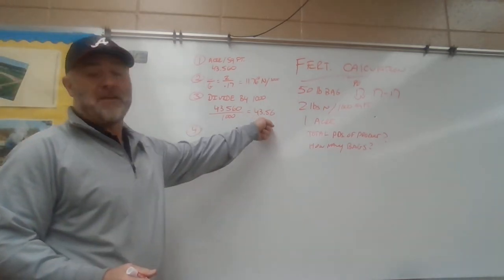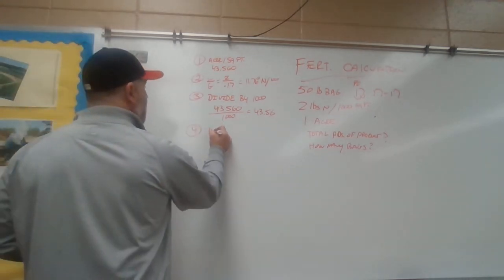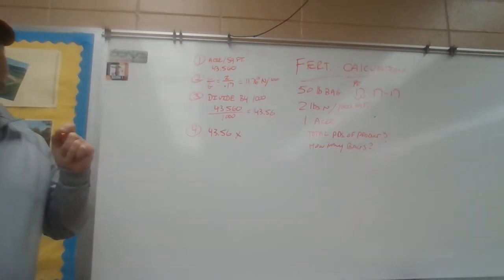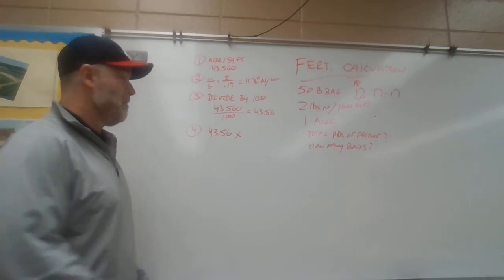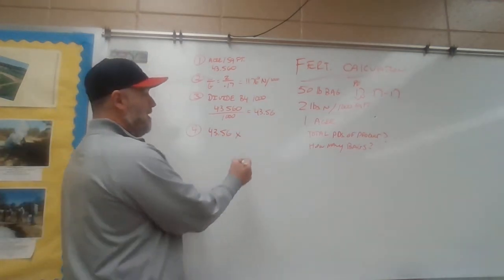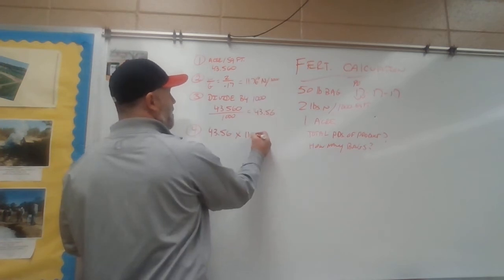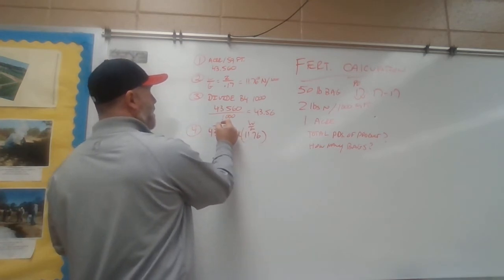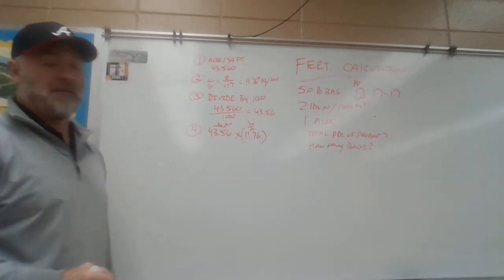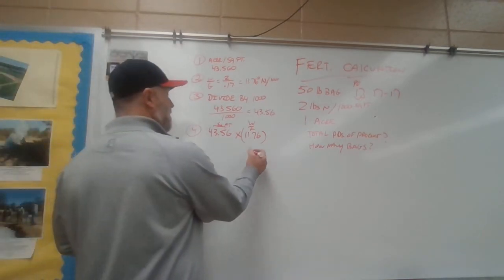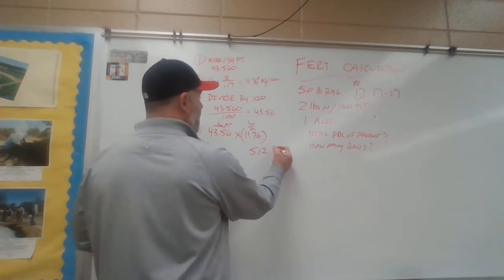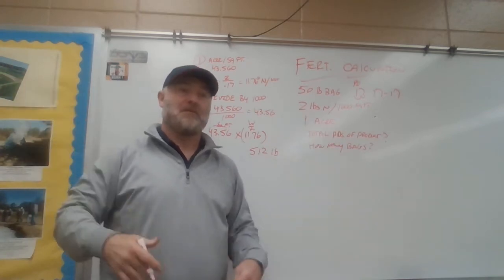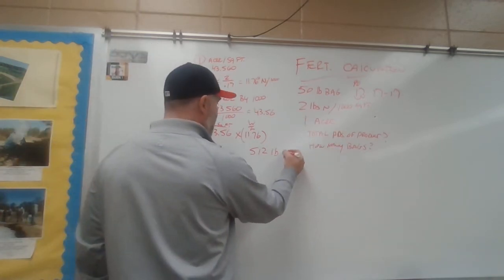We're going to take this 43.56 and multiply it by your number, 11.76, the pounds of product per thousand square feet. That's going to give us 512 pounds, give or take. Total product. Total pounds, I should say.